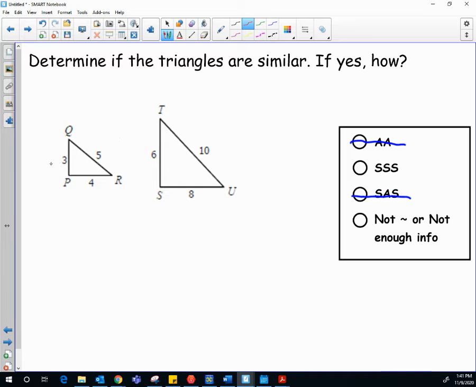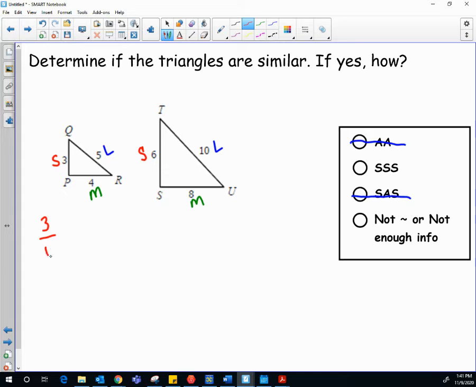So what I like to do is label small, medium, and large in each triangle. So this is the small here. That's the small one there. The 4 is the medium one here, or the middle one. The 8 is the middle. And then the 5 is the large on this triangle. And there's the large. So now I like to just check the ratios.